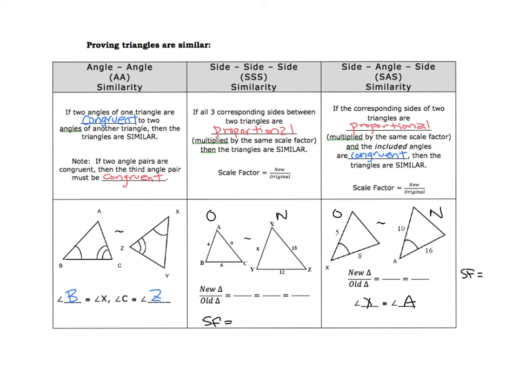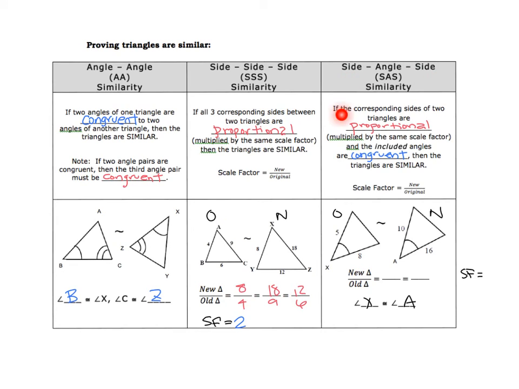So let's check that. We're going to compare or set up the ratio. And when we do that, it's new over old. So 8 over 4, 18 over 9, and 12 over 6. When I reduce those, all 3 of them should give me the same value. You notice I get 2, I get 2, and I get 2. So the scale factor is 2. So yes, those 2 triangles are in fact similar.